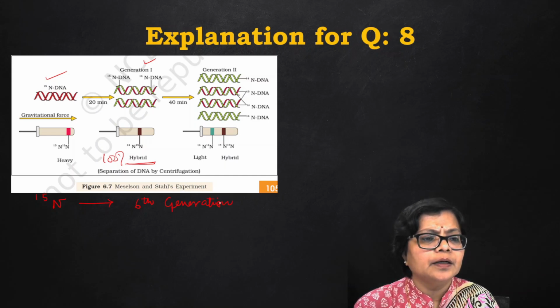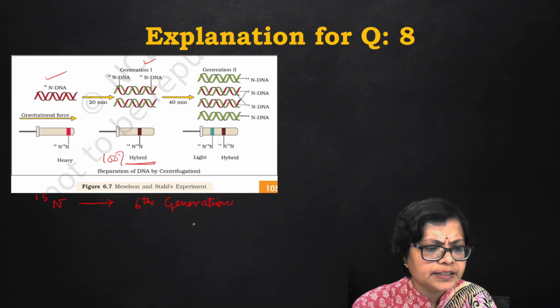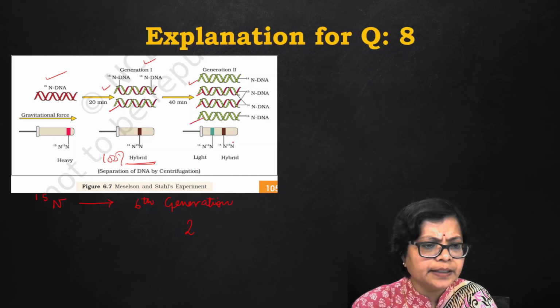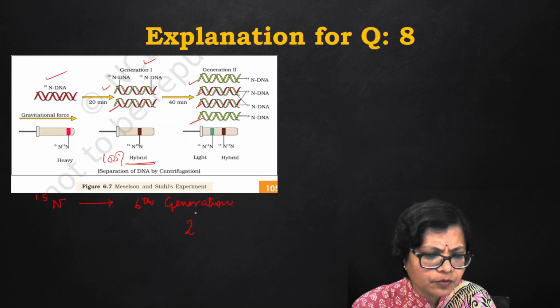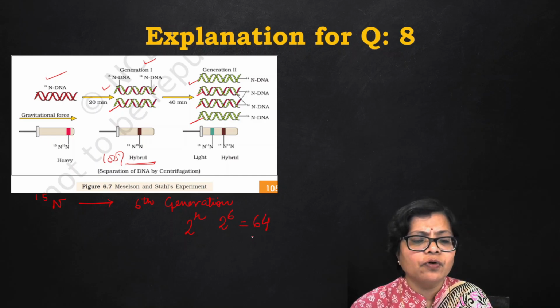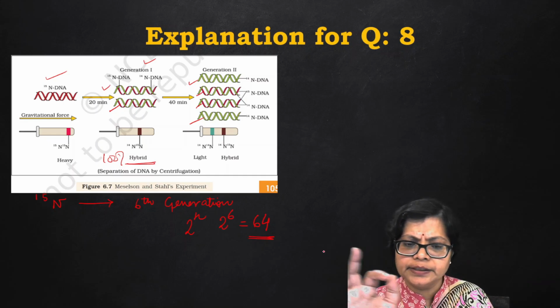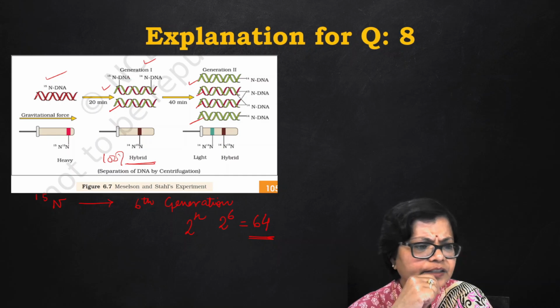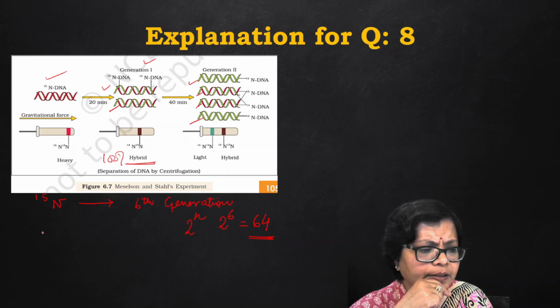So how many DNA segments will be formed after 6 generations? First generation 2, second generation 1, 2, 3, 4. So 4, then 8. The formula will be 2 to the power n. In this case, up to 6 generations, 2 to the power 6, that is 64. Total 64 DNA segments will be formed after 6 generations. Regarding this, no confusion.